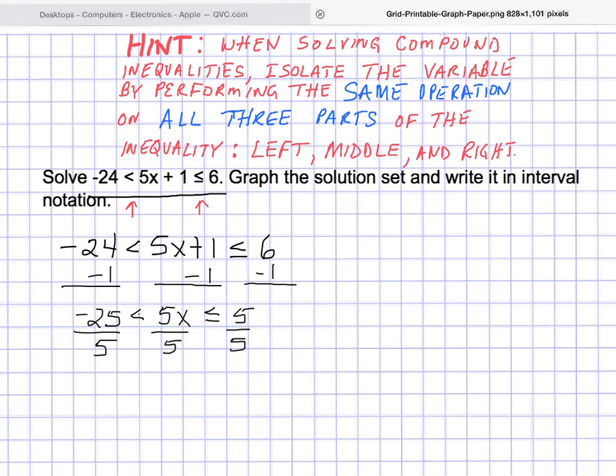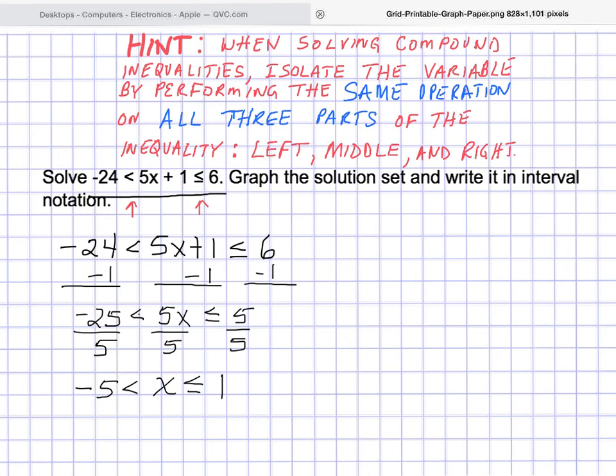Okay, did we divide by negative 5 or did we divide by positive 5? Because if we divided by negative 5, we would have to change the direction of the symbols. But we didn't divide by negative, so we just keep the symbols the same. But negative 25 divided by 5 is negative 5. We keep the less than sign. We have an x, and we have less than or equal to, and then we have 1.